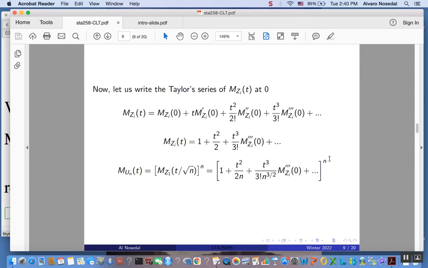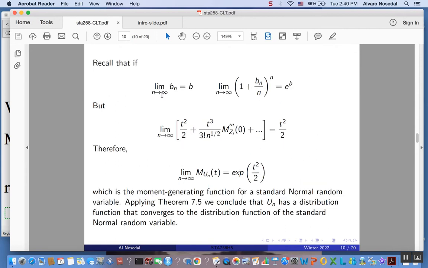Now what you need to do next is, I'm sure that you have seen this, but maybe it's been a while since you last saw it. So this is an important limit, right? If you have a sequence Bn that converges to B, then the limit as n goes to infinity of 1 plus Bn divided by n to the n power is e to the B power. Okay? Now, I want you to think about this.